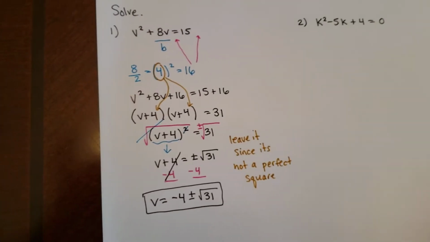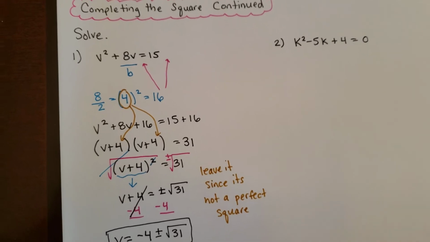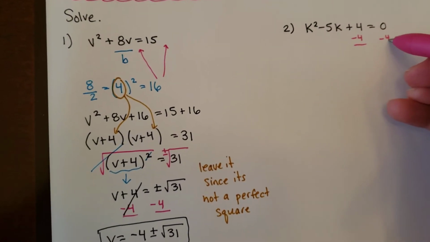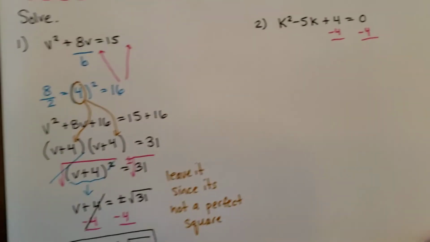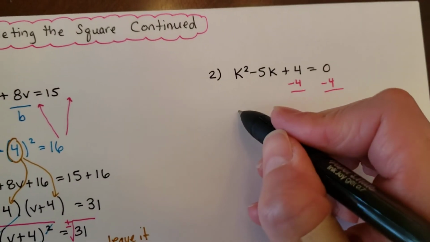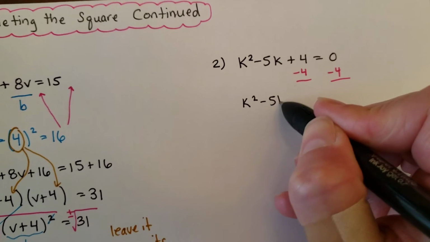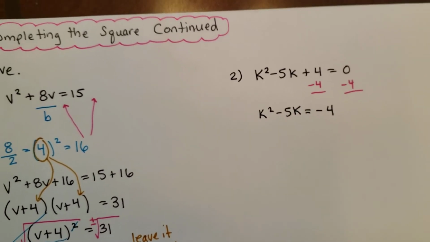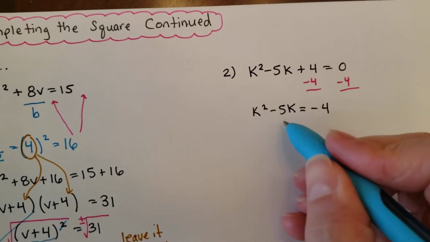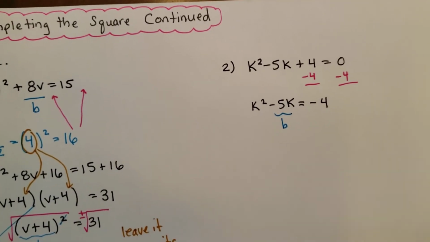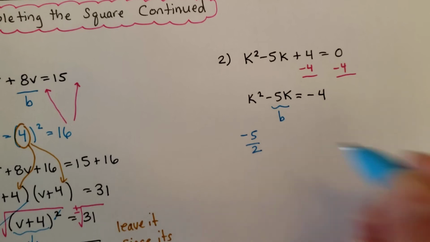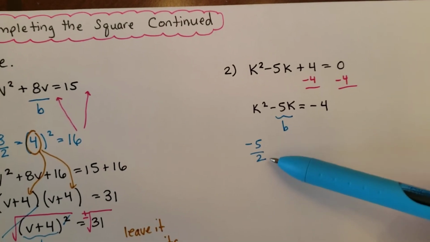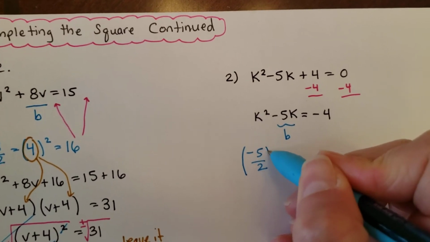The second one is not in the right format, so we want to first start by taking the 4 and moving it over. So you have k squared minus 5k equals negative 4. From here, we'll do our b. So this is our b term here. You're going to take that and cut it in half, but you're going to notice that 5 isn't divisible by 2. So you're going to leave it and go straight to squaring.